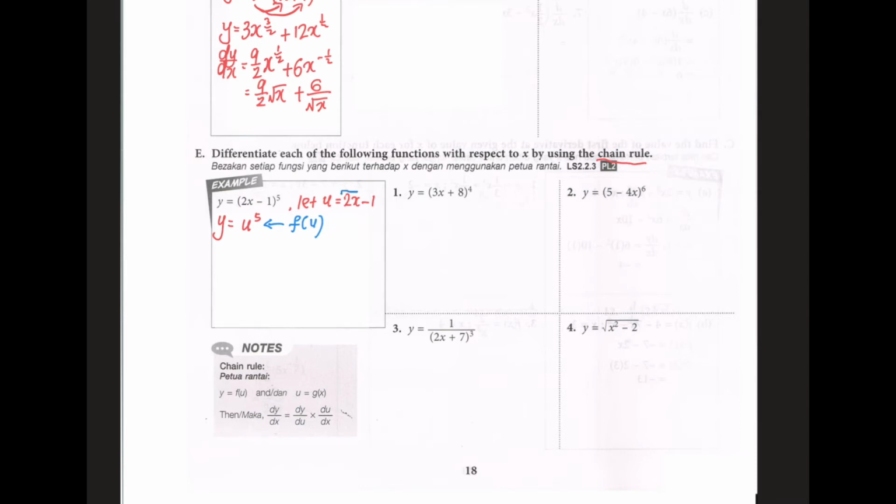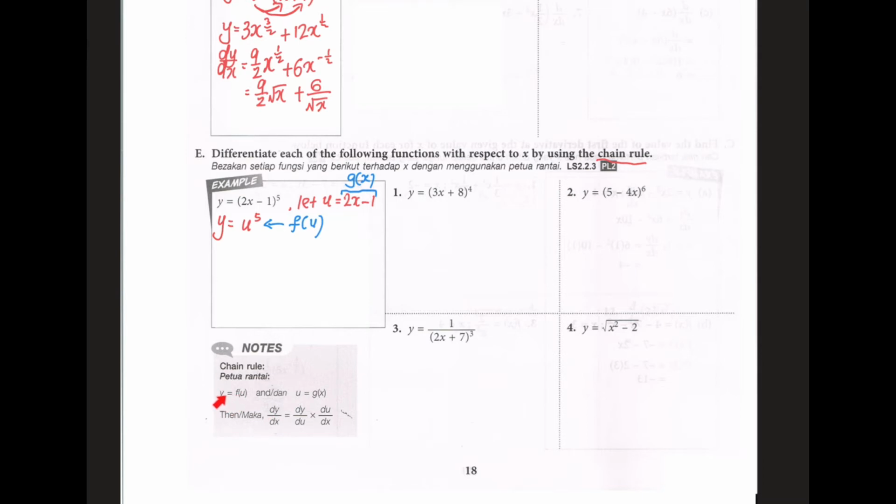This part, everything here is your g(x). u equal to g(x). So we have y equal to f(u), u equal to g(x). Basically, it means you have two equations. The first equation is y in terms of u. The second equation is u in terms of x. So two equations. Now you want to get dy/dx, the first derivative.